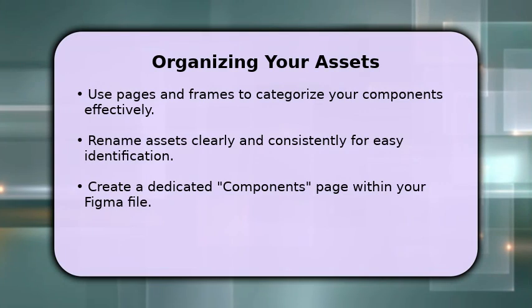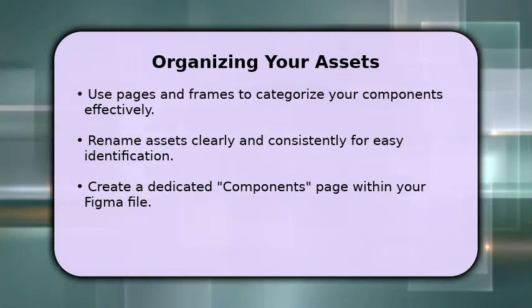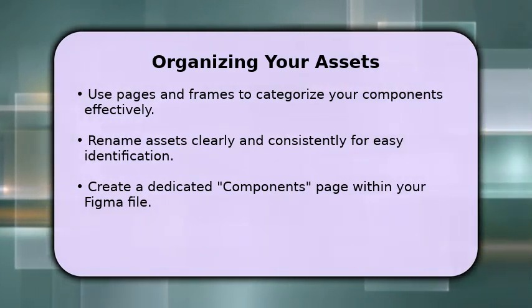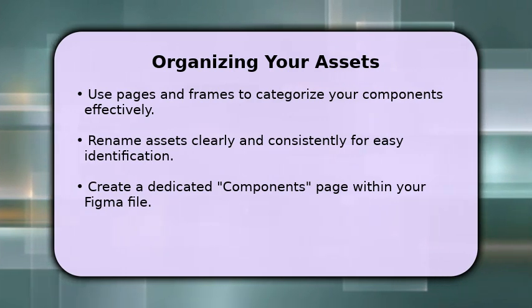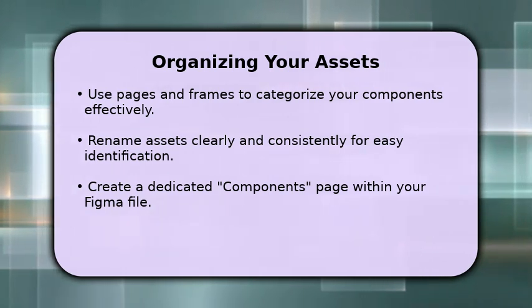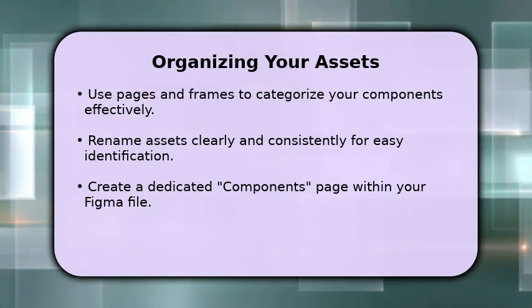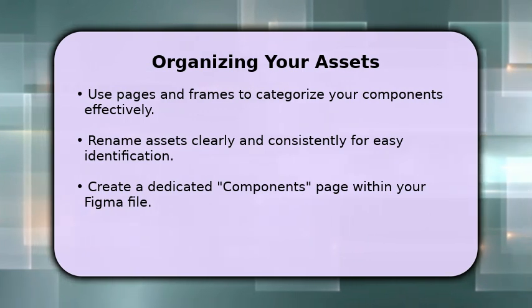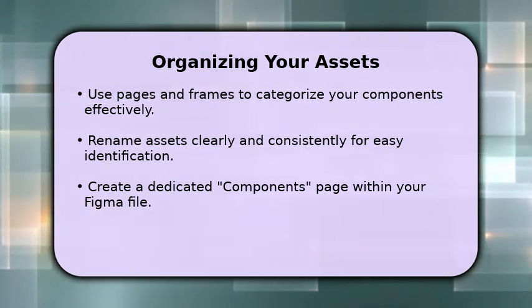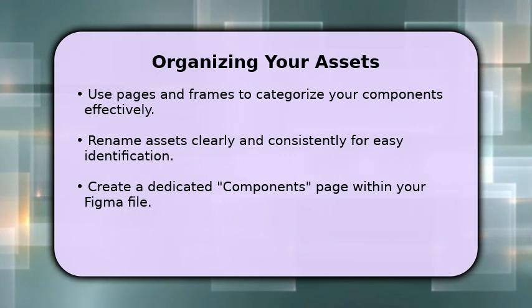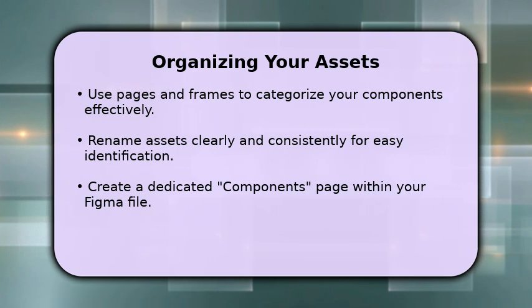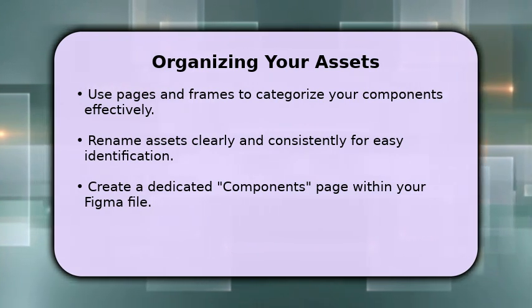Effective organization is key to maximizing asset utility. Consider using pages and frames to categorize your components logically within your Figma file. Always rename your assets clearly and consistently. This makes them much easier to find and use later. A best practice is to create a dedicated components page to house all your main components. Regularly reviewing and updating your asset library ensures it remains efficient and useful for your entire design team.